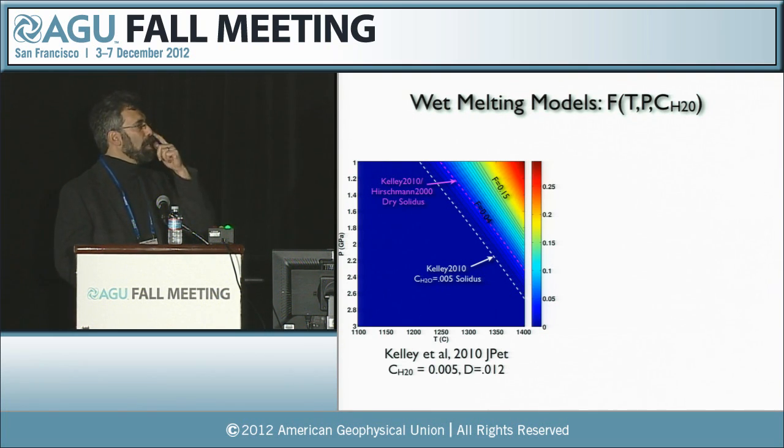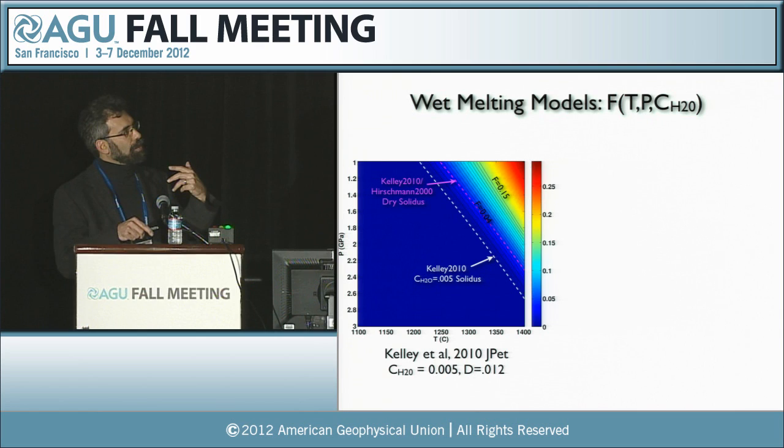So here's one. It comes also out of that Kelly paper. What I need in my models is an estimate of F, the degree of melting, as a function of temperature, pressure, and bulk water composition. This is the one that Kelly did. And this is, again, from 1 to 3 GPa for half weight percent. This is an undersaturated solid, half weight percent water.